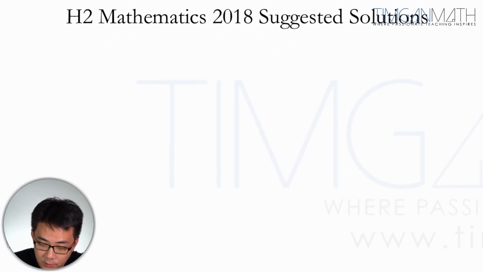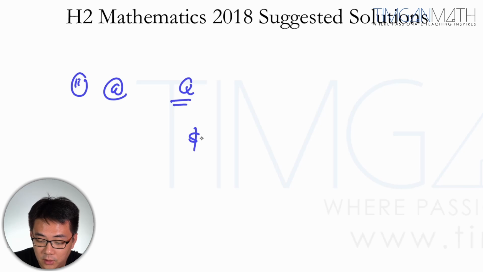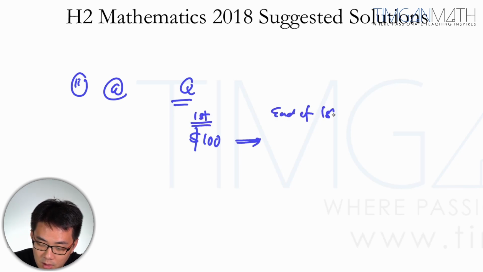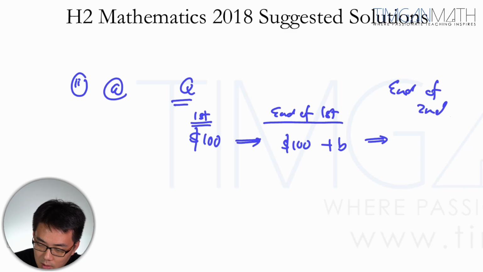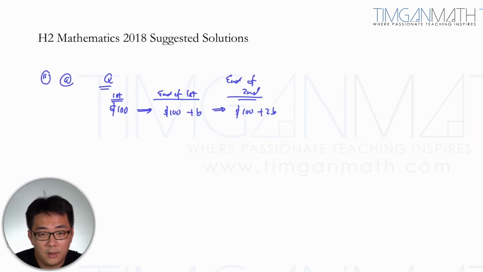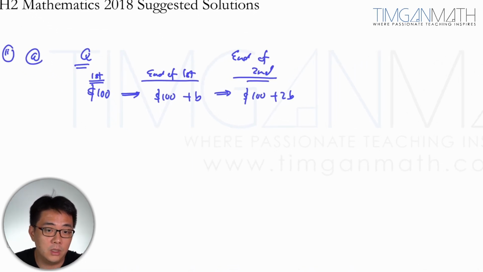So let's look at the subsequent part 2a. We are told that an alternative plan Q allows him to invest $100 on the first day of every month, and each 100 invested earns a fixed bonus of B. So meaning, if this is the first month, the end of the first month will just be 100 plus B. Then the end of the second will just be 100 plus 2B, right? And so on. Because every month the bonus is added to the account. The accumulated bonuses themselves do not earn any further bonus, meaning this B will not attract any more bonus, right?